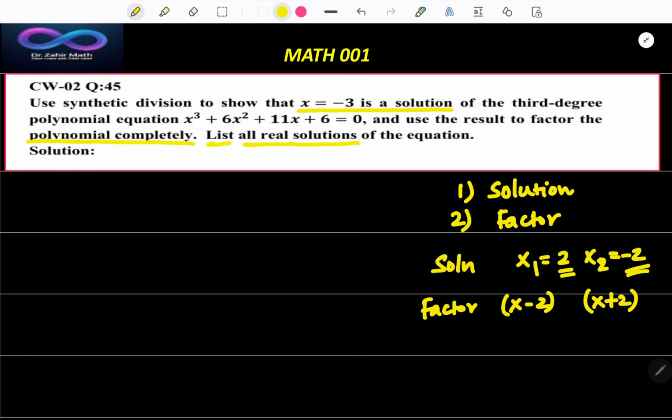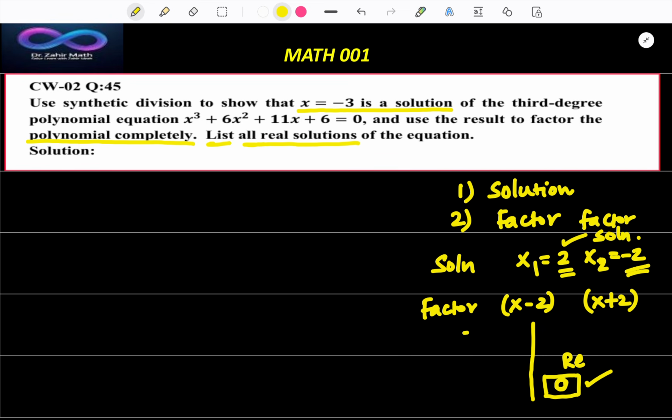If they ask you to check it is a solution, the last column I said, right? The remainder column, right? You must get 0. If you get 0, this is called what? You can say factor or you can say solution. Keep in your mind. Factor and solutions are the same here in this place.